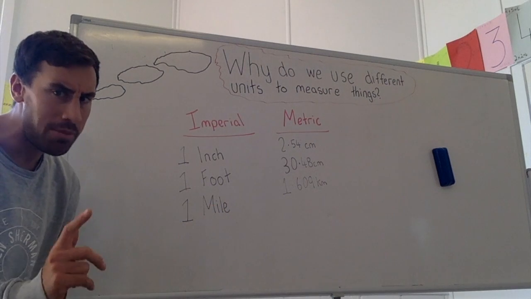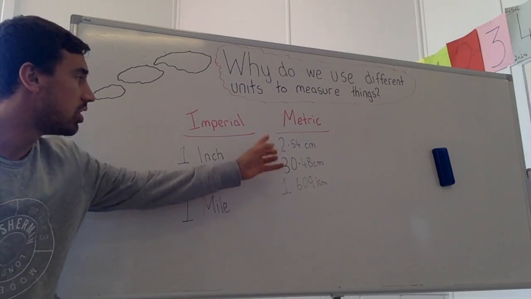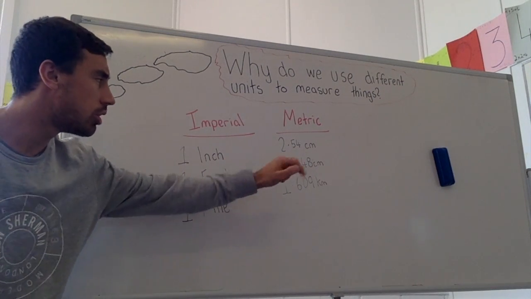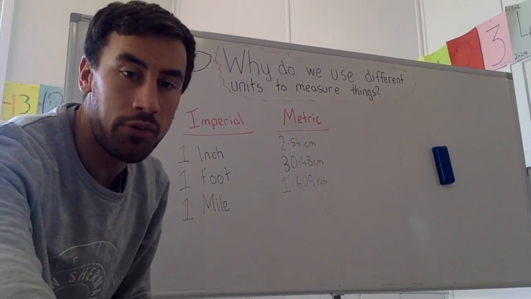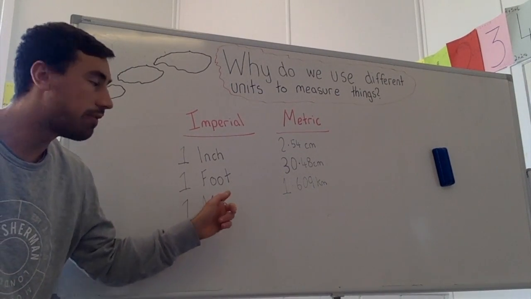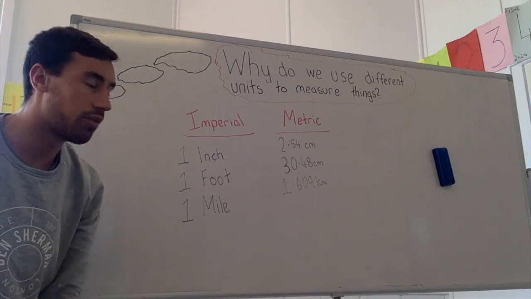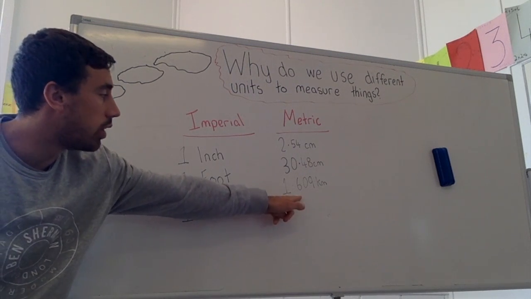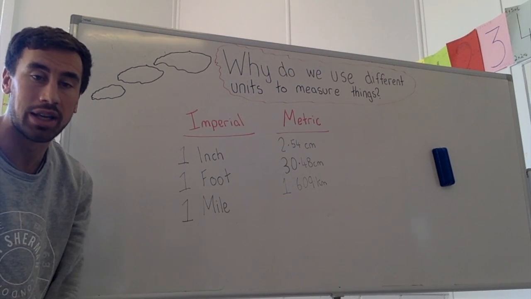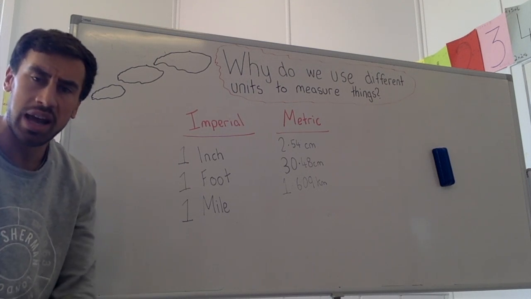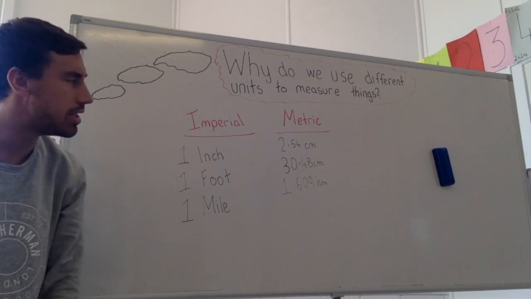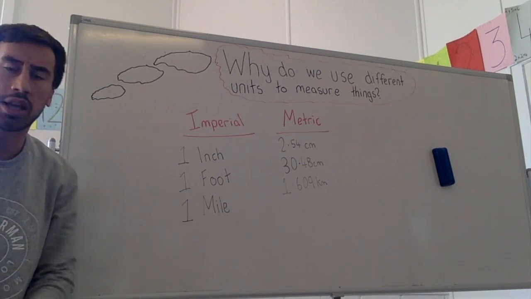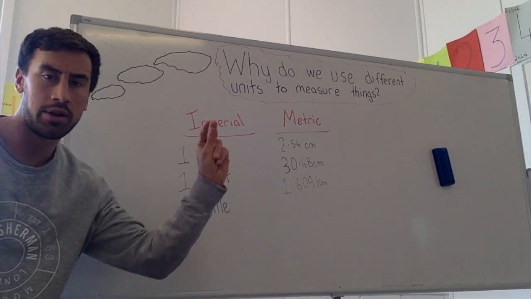So maybe this would be a good thing to write down in your books, just to remember, so you can refer back to later if you need to. 1 inch is 2.54 centimetres. 1 foot is 30.48 centimetres. And 1 mile is 1.609 kilometres. So now, let's unpack this metric system and see how we can convert between centimetres, metres, kilometres, and so on. Are we ready?